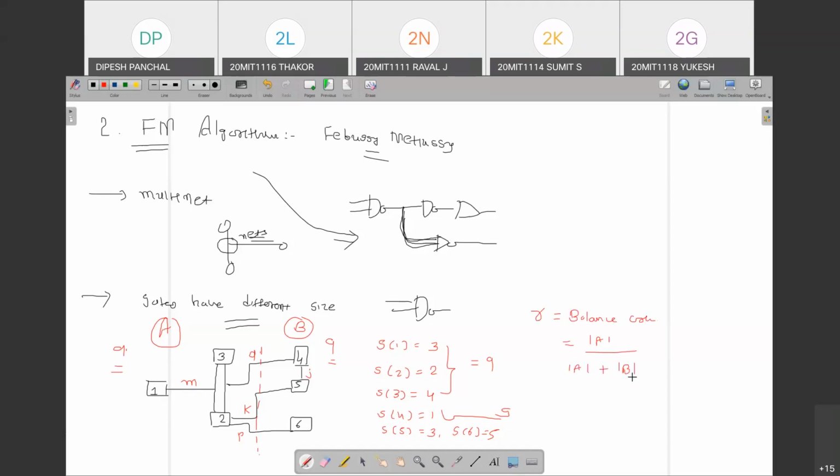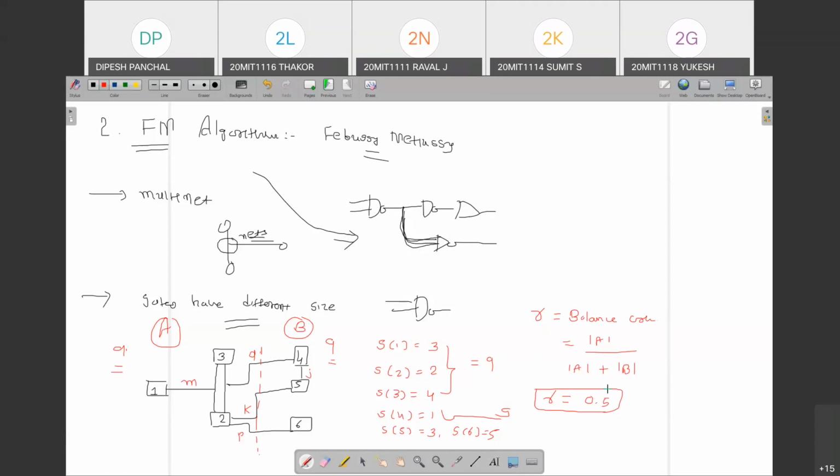Size of A divided by size of A plus size of B, which is 0.5 at present: 9 upon 9 plus 9, okay, 0.5. If you are within this limit, you can allow the changes. Because size is a constraint, a balance criteria is defined, which is size of A upon size of A plus size of B. If you are within this range, no problem to swap the nodes. It is possible.